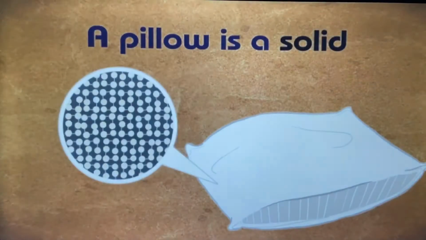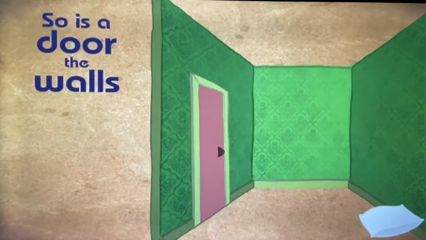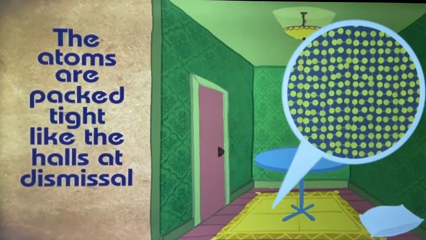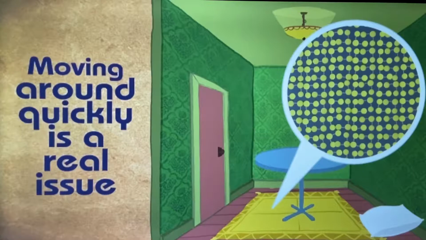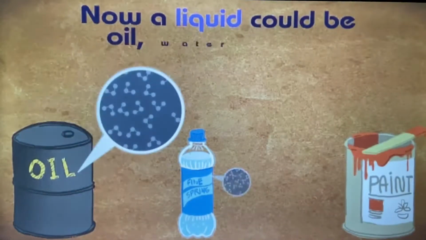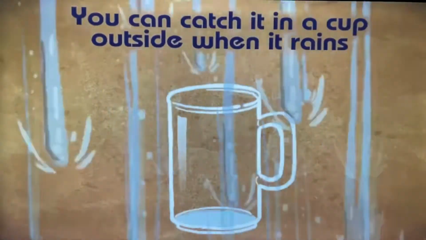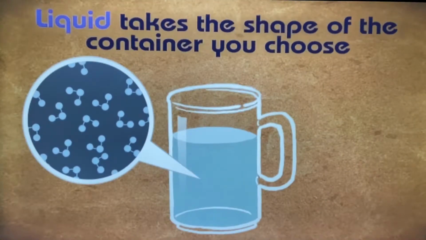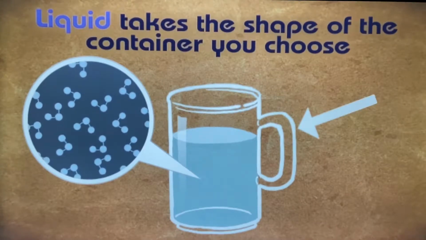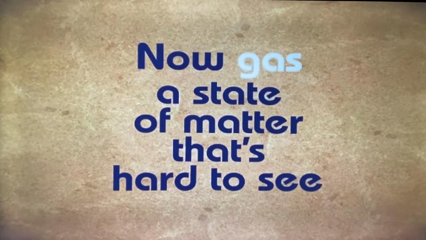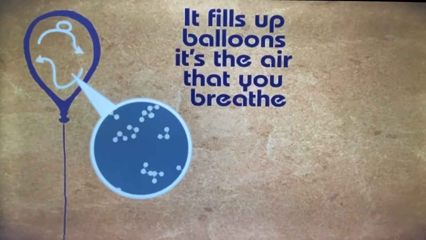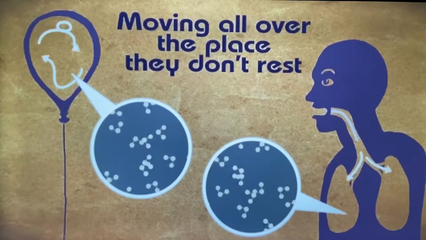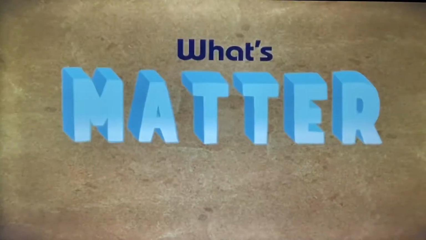Okay, a pillow is a solid, so is the door, the walls, the table, the ceiling, the floor. The atoms are packed tight like the holes at dismissal. Moving around quickly is a real issue. Now a liquid could be oil, water, or paint. You can catch it in the cup outside when it rains. The atoms of a liquid are a bit more loose. Liquid takes the shape of the container you choose. Now gas, a state of matter that's hard to see. It fills up balloons. It's the air that you breathe. Its atoms are loose like kids at recess, moving all over the place. They don't rest.